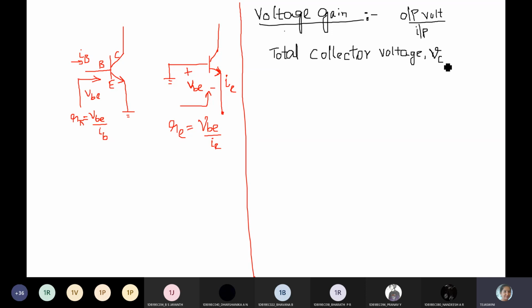Yes. Did you go through the circuit? Yes, ma'am. You have a circuit like this, right? So you have a collector resistor, you have a VCC, and you have the emitter, common emitter configuration. I am just showing the outside loop only. So you have a collector current IC here, and this is a resistor RC.